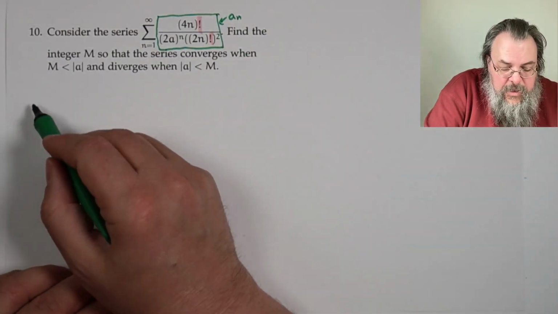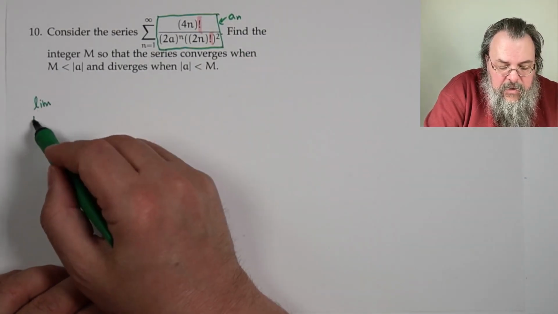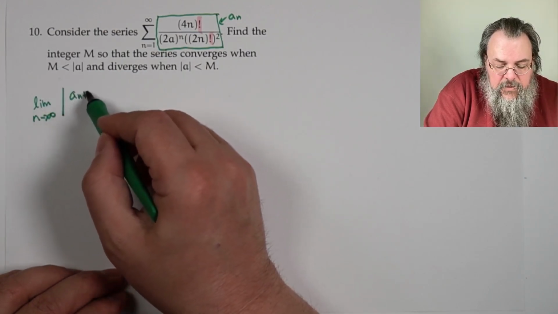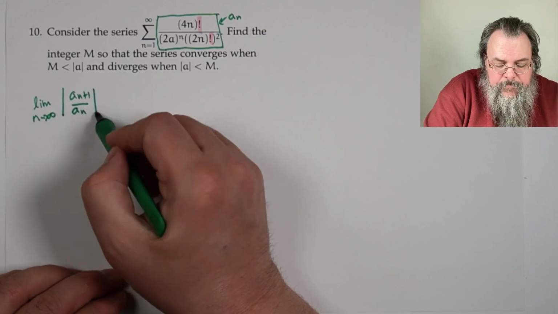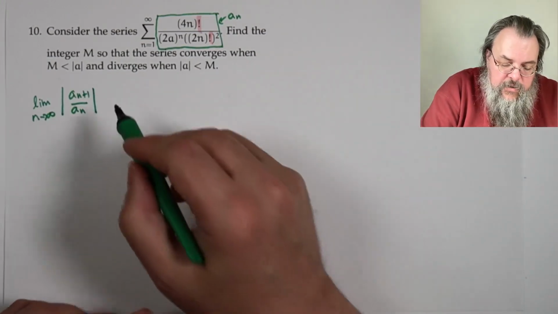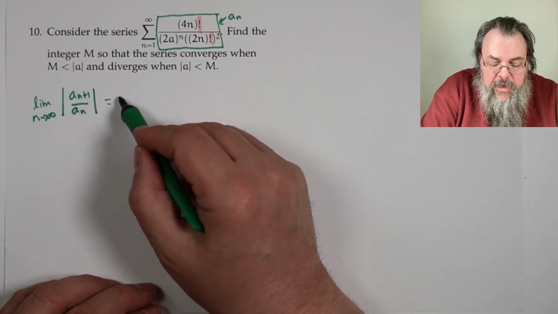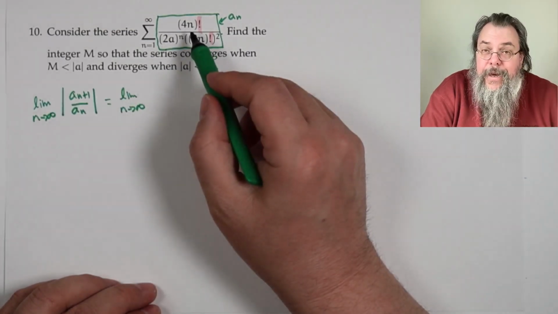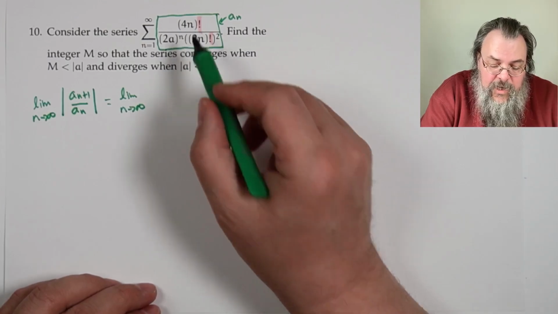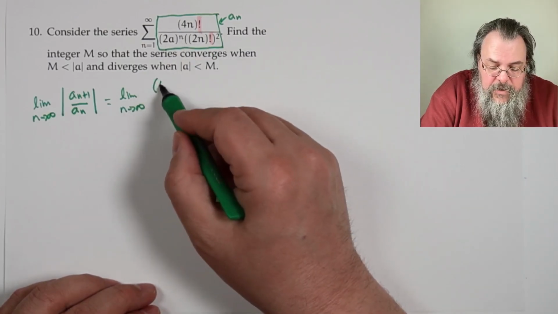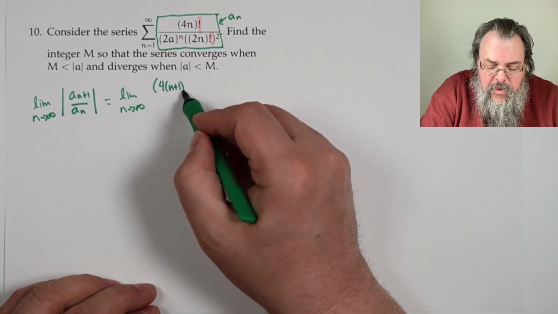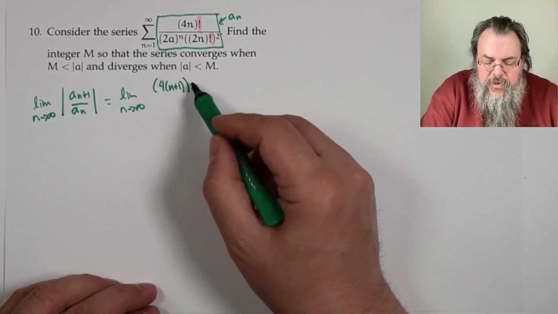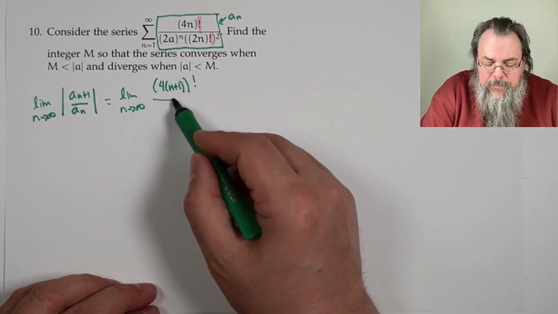So here we go. We're going to take our limit as n goes to infinity of absolute value a sub n plus 1 over a sub n. And we start by saying, all right, let's do a sub n plus 1. For this one, everywhere we see an n, we put an n plus 1. So 4 times n plus 1. Last time we saw this, I just wrote 3n plus 3 factorial. I'll do it 4 times n plus 1 just to emphasize what's going on.